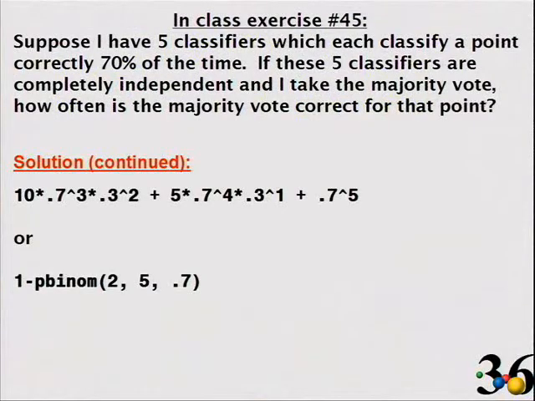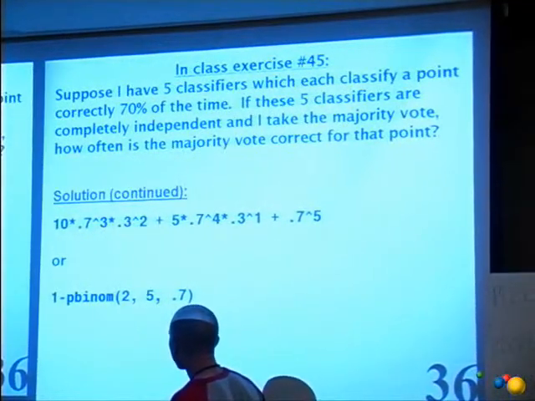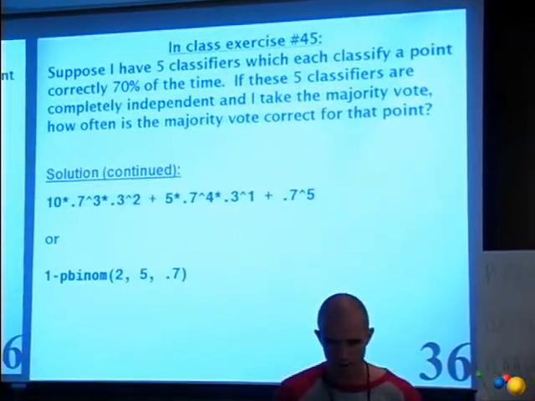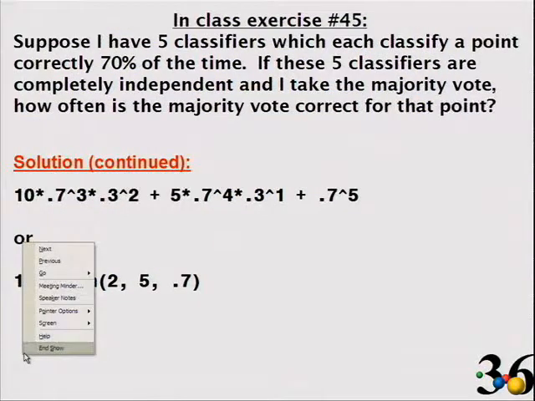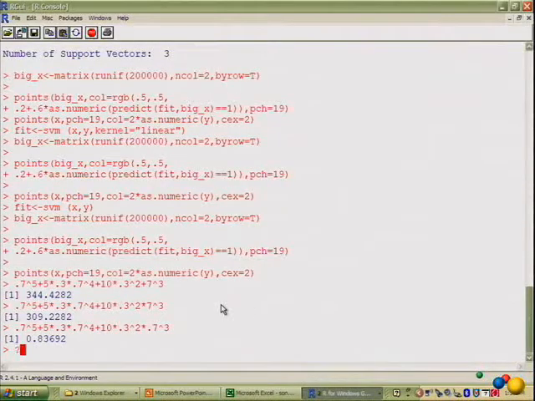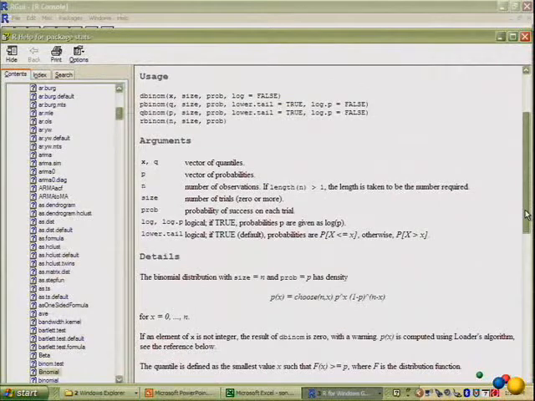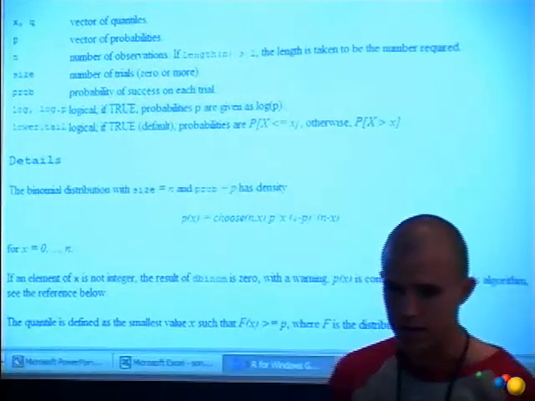Now, of course, this value of 0.83692, I showed you doing it sort of this way. There's a built-in binomial function in R, and I'll just show you the help on it. The arguments you give it are: the 5 is the total number, and the 0.7 is the probability. So here's the binomial distribution, right? This is the n choose x thing here, p to the x, 1 minus p to the n minus x. By default, it's going to give you the less than or equal to probabilities. So that's why I did the 1 minus, right?